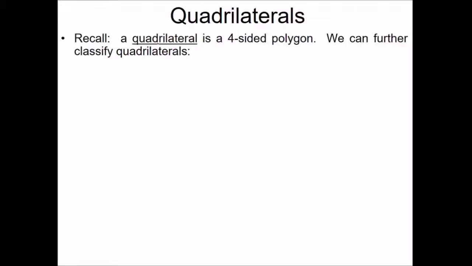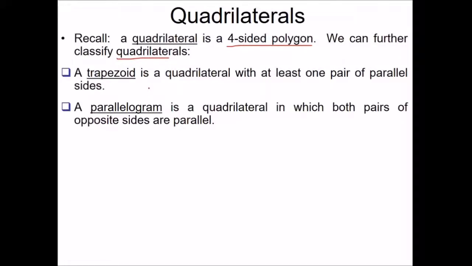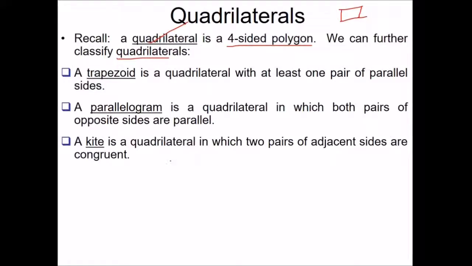Let us recall, a quadrilateral is a four-sided polygon. Let us classify quadrilaterals more. A trapezoid is a quadrilateral with at least one pair of parallel sides, right? It has to have at least one pair of parallel sides. What is a parallelogram? This is again a type of quadrilateral in which both pairs of opposite sides are parallel. This has to be parallel and this has to be parallel. What is a kite? A kite is a quadrilateral in which two pairs of adjacent sides are congruent. Congruent means equal in everything.